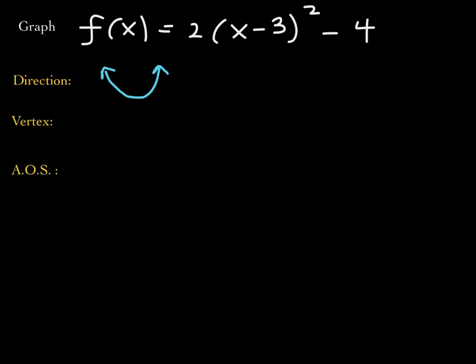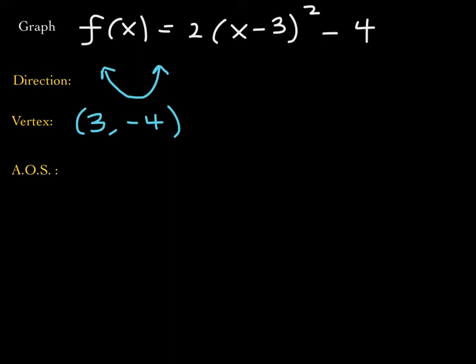Now remember, the vertex is (h, k). So for this function, your h value is positive 3 and your k value is negative 4. I want you to be very careful when identifying the first coordinate of your vertex, which is 3 here, okay? Because it's dangerous to look at this and say, well, I see minus 3, so I'm going to put minus 3 here, which would be wrong.